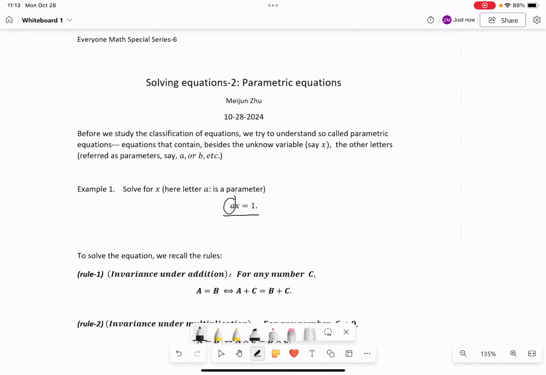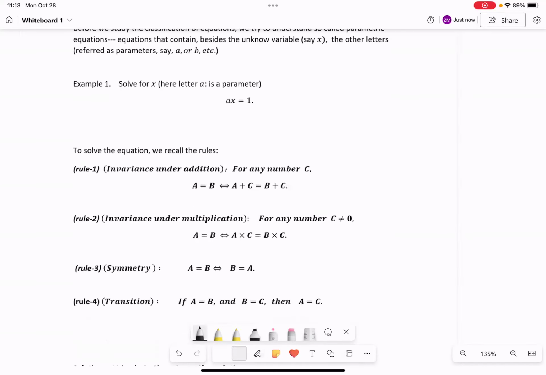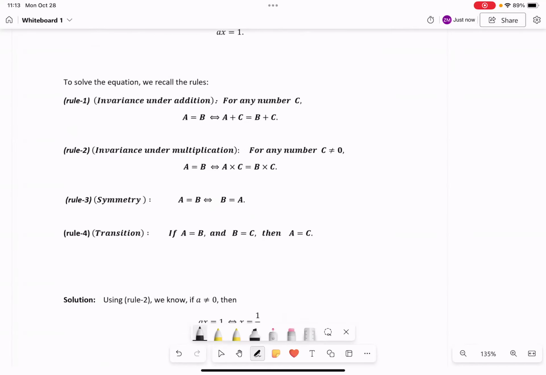To solve this kind of parametric equation, it's quite similar to solving other equations. We have to follow the rules. We have these 4 rules as usual. Rule 1 we call the invariance of addition: for any number c, a equal to b is equivalent to a plus c equal to b plus c. So I have 2 equations, and they're equivalent. The second rule says that for any number c that is not 0, a equal to b is equivalent to a times c equal to b times c.